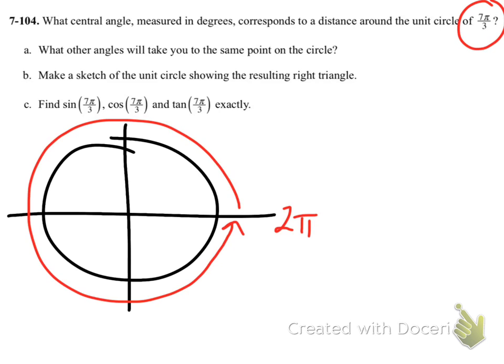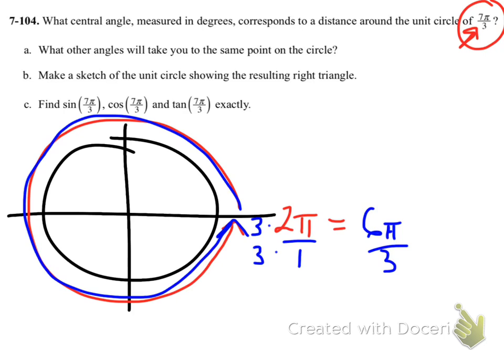So when I look at a measure of 7 pi over 3, with the denominator being a 3, I want to convert 2 pi to have a denominator of 3 as well. So since this would be divided by 1, I'd multiply it by 3 over 3, and I would get 6 pi over 3. So that means going all the way around the unit circle, 2 pi is also the same as 6 pi over 3. And why I do that now is because 7 pi over 3 is going to be adding another pi over 3 to this.